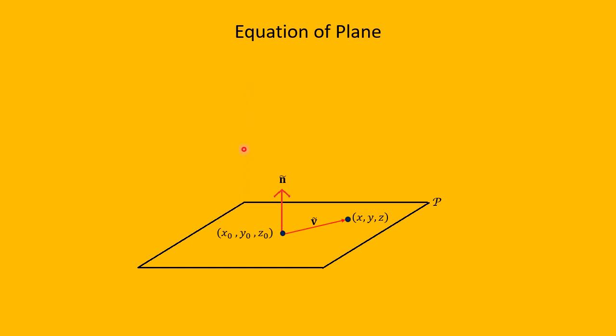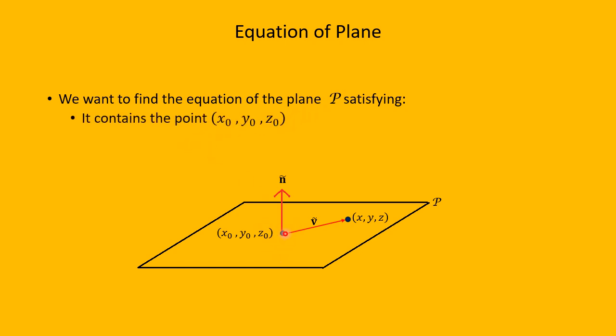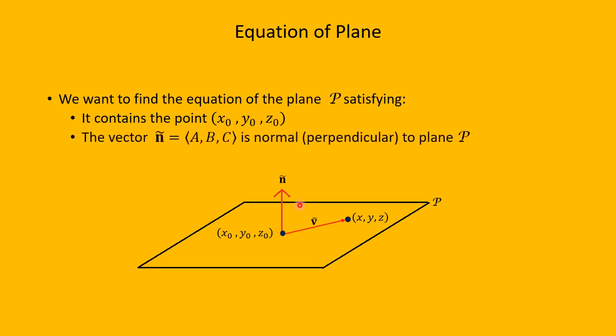So let's suppose that we have a plane P, and it satisfies the following. It contains the point x0, y0, z0 with those coordinates, and we have a vector n which has coordinates a, b, c, which is normal, which means perpendicular to that plane P. So how do we find the equation of this plane? What we'll do is pick a point, maybe right here, with coordinates x, y, z, perhaps at the end of this arrow, and figure out what the coordinates x, y, and z have to satisfy.